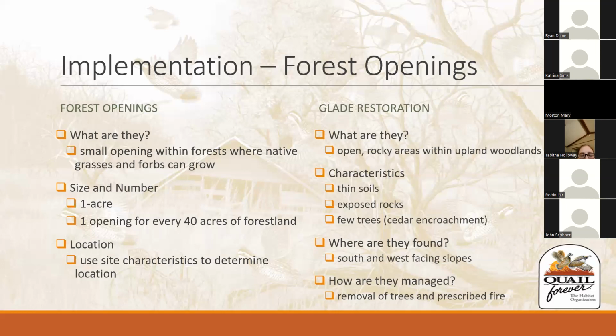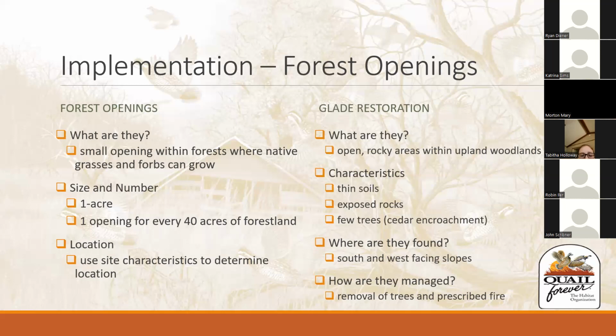Glades are one of my favorite places, and a lot of people don't know about them, or don't know that they're there. You may have heard the term cedar glade used to refer to these areas, but they're really open rocky areas within upland woodlands, and they're naturally that way. They're characterized by thin soils, exposed rock, and very few trees. The term cedar glade comes about because, due to a lack of fire on our landscape, cedars have now encroached into our glades and completely taken them over. So they just look like part of the closed canopy forest system, when in fact they're not. And they're very unique ecosystems.